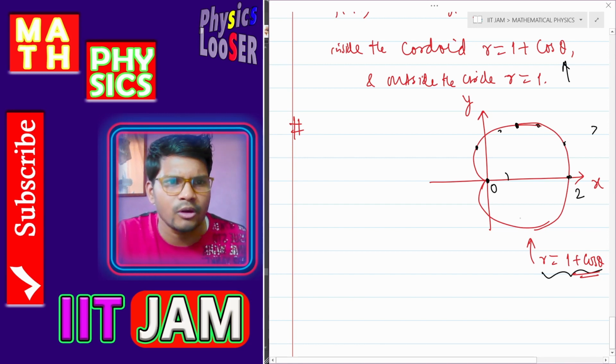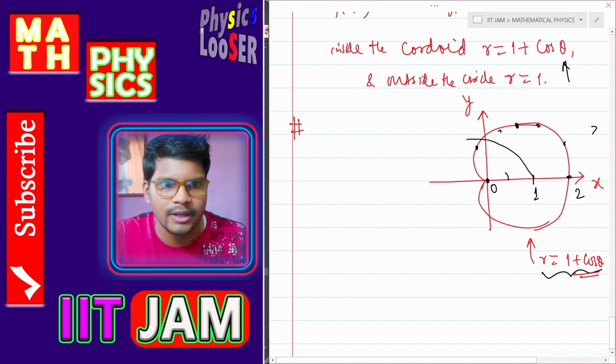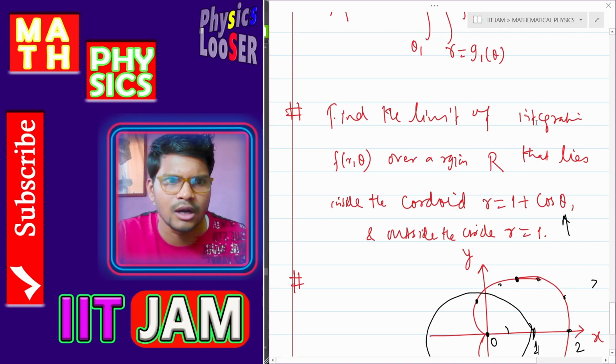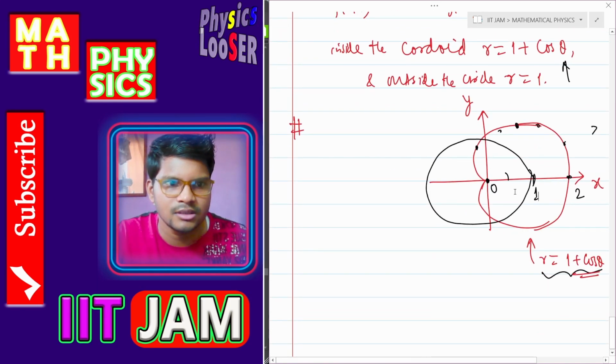Now, when you try to plot, let us say r is 1, and there is a circle of radius r. So the circle will become like this. Okay, this is the circle. So now the question is, will this circle and the cardioid intersect each other or not?